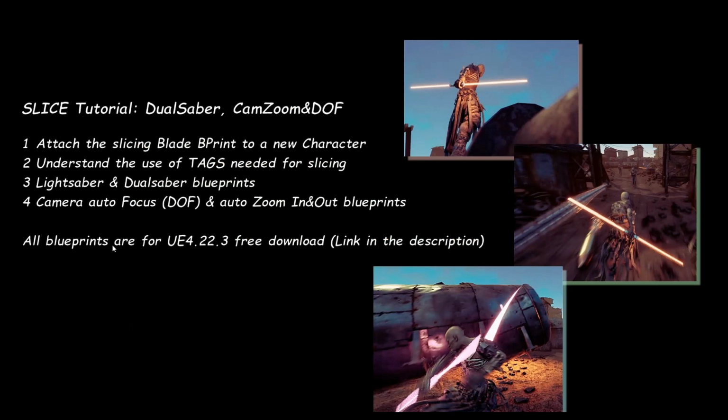Okay, let's start now speaking about the Lightsaber and the DualSaber blueprints, and also about the camera autofocus and auto zoom. These blueprints are free to download. You find the link in the description. Click on the link and you will download a zip file. And I remind you that these blueprints are valid for Unreal Engine 4.22.3, so they will work under this version.